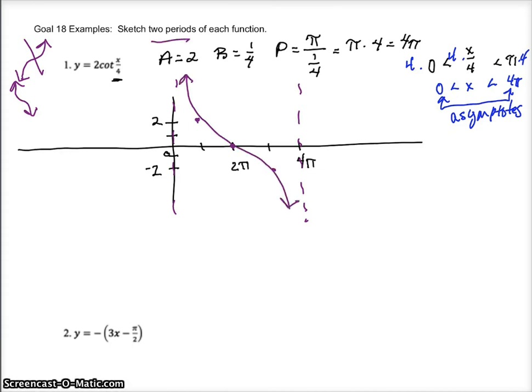I've asked you to sketch 2 periods of the function, so let's sketch our second period to the right. Remember, when we sketch to the right, we add the period length. When we sketch to the left, we subtract the period length. So 4 pi plus 4 pi is 8 pi. So our next period ends at 8 pi. And then we have our midpoint and our quarter marks, 2, 0, and negative 2.